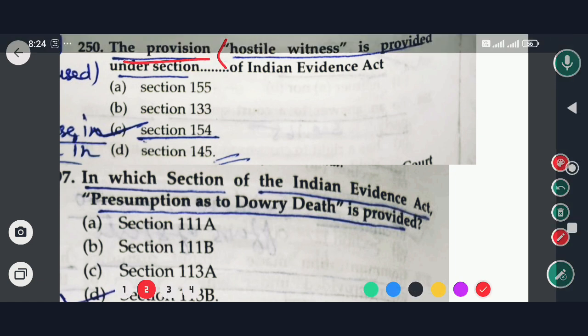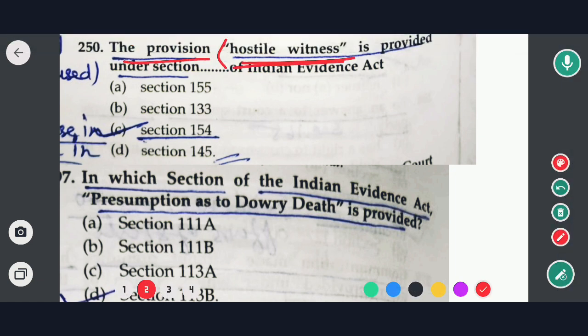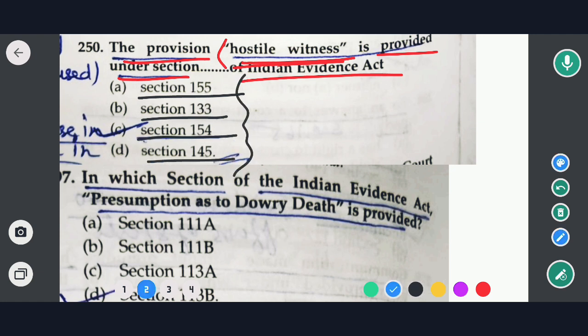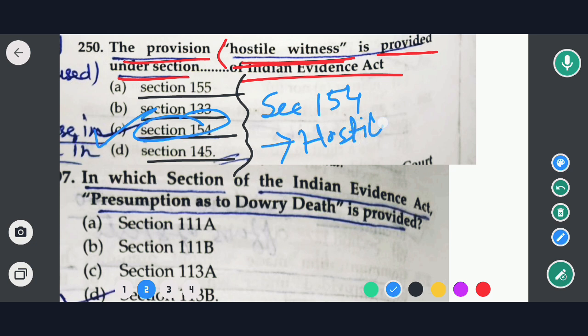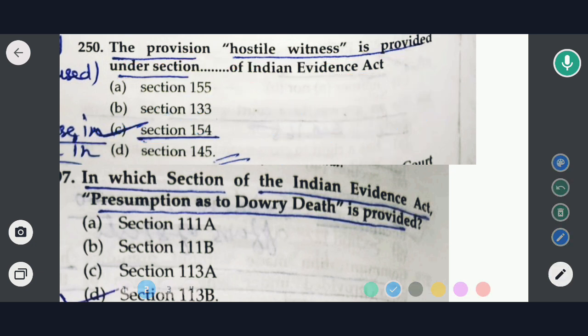The provision for hostile witness is provided under which section of the Indian Evidence Act? Options are Section 155, Section 133, Section 154, Section 145. So the correct option would be option C, that is Section 154. Section 154 has laid down the provision regarding hostile witness. So in this case, option C would be the correct answer. Now on to the next question.